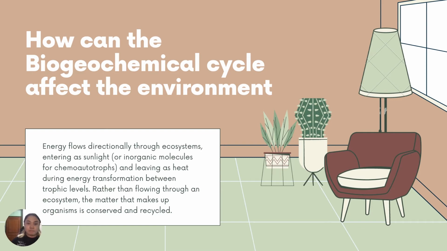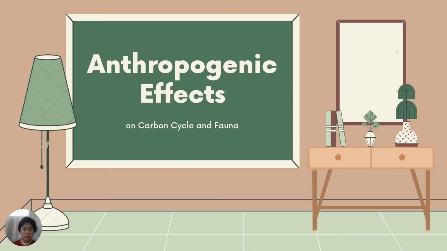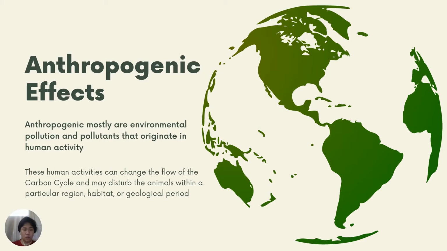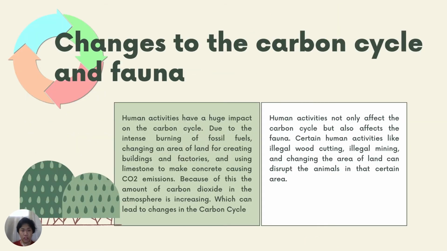Thank you. My name is Luyun, and I'm here to discuss anthropogenic effects on the carbon cycle and fauna. What are anthropogenic effects? Anthropogenic effects are mostly environmental pollution and pollutants that originate in human activity. These human activities can change the flow of the carbon cycle and may disturb the animals within a particular region, habitat, or geological period.